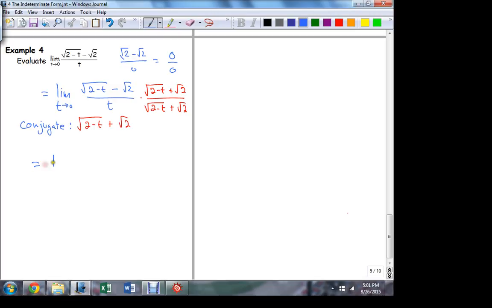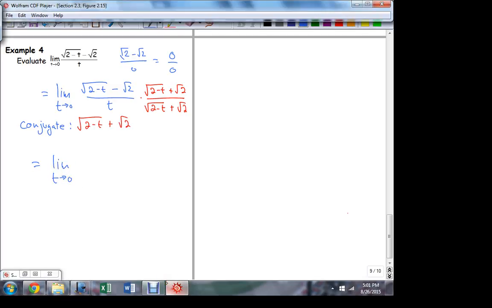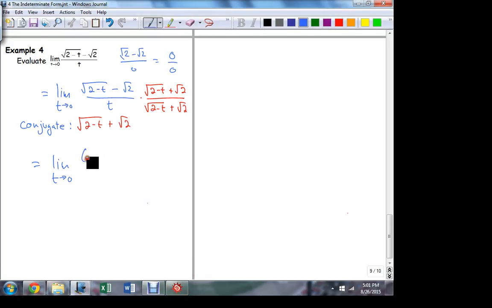In the numerator, what I've got is a difference of squares. This is the FOIL method that produces the difference of squares. I've got the same terms, the only difference is a change in sign. So what ends up happening is I get the difference of the two squares. So I get the square of this first radical minus the square of the second radical. Okay? And in the denominator, I get that t that was already there, and I get this new factor that came from the conjugate.